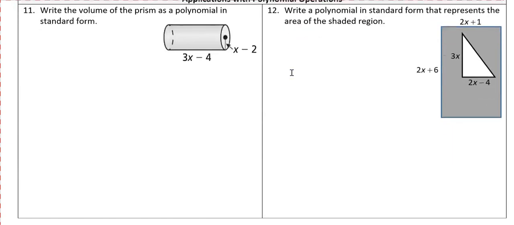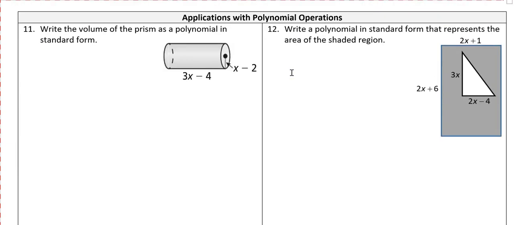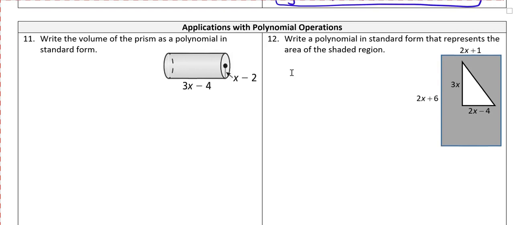All right, last thing we're going to talk about today is some application with these polynomial operations, which is going to set us up for success later on when we're trying to actually solve equations. Okay, so over here we have a cylinder, and it's okay if you've forgotten how to find the volume of a cylinder. The volume of a cylinder formula is pi r squared h, and that simply comes from knowing how to find the area of a circle, which is pi r squared, and then we times it by the height.